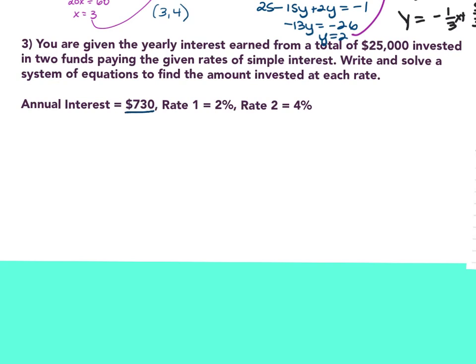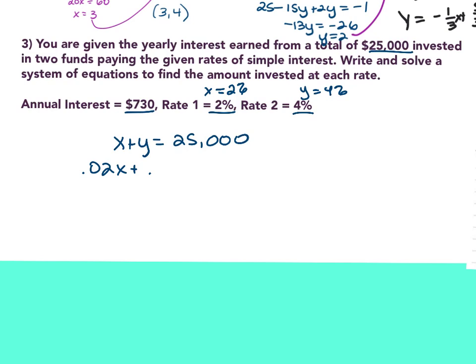So here's my interest. Here's my total amount invested. This is my rate at 2%. And here's the rate at 4%. So I know the total amount invested, x plus y, equals 25,000. And I know that 0.02x plus 0.04y equals 730.